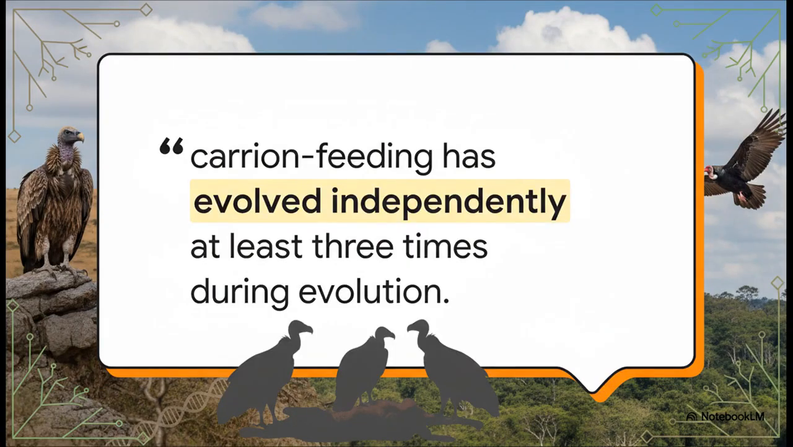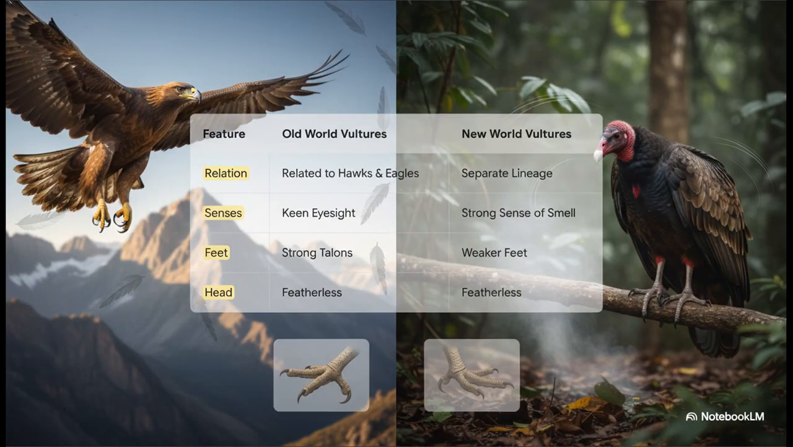And you have to hear this, it's mind-blowing. Scientists have looked at the genetics, and it turns out that this whole vulture lifestyle, specializing in eating carrion, has evolved completely on its own at least 3 separate times. It's such a successful niche that nature just keeps inventing it over and over again. And when you really look at the biology, they're worlds apart. Old world vultures, they're basically cousins to hawks and eagles, but our new world vultures, like the turkey vulture, they're off on their own evolutionary branch.